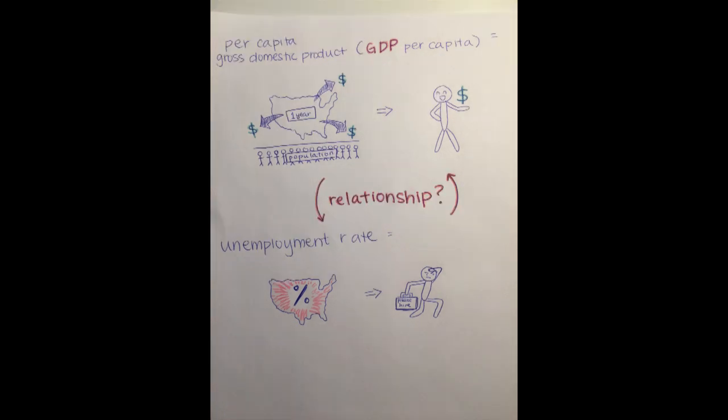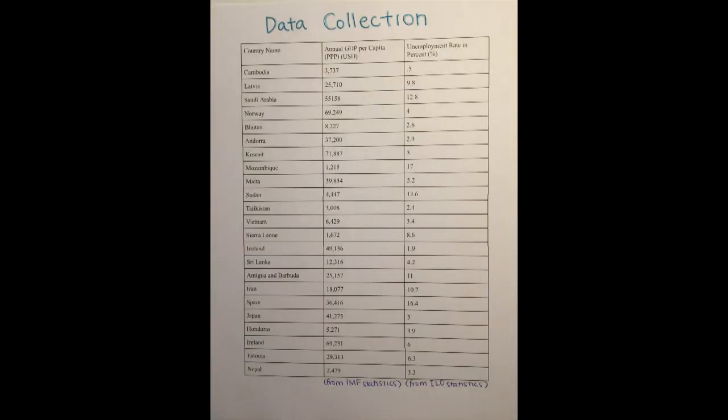This study explores the relationship between the unemployment rate of a country and the per capita gross domestic product of the same country. Prior to conducting the study, it was predicted that an increase in the unemployment rate of a country would result in a decrease in the per capita gross domestic product of the same country.